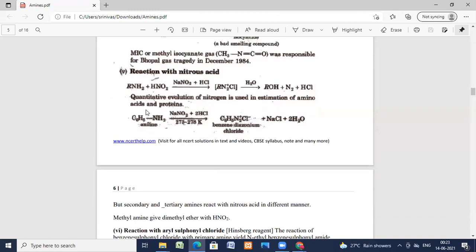Similarly, reaction with nitrous acid: a diazonium salt is formed, thereby alcohol is liberated. And aniline on reaction with NaNO2 and HCl at 278 Kelvin gives benzene diazonium chloride.